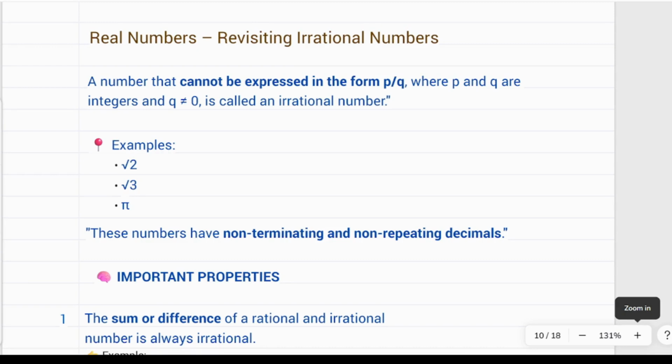In today's class, we are going to explore a very interesting topic, revisiting irrational numbers. So, before that, let's recall what we mean by an irrational number. Irrational numbers are the numbers that cannot be expressed in the form p by q, where p and q are integers and q is not equal to 0. Examples are root 2, root 3, pi, etc. And we have also learned that they are non-terminating, non-repeating decimals.